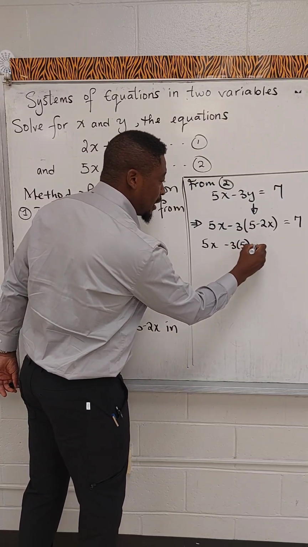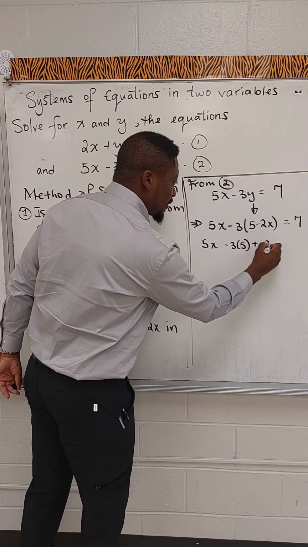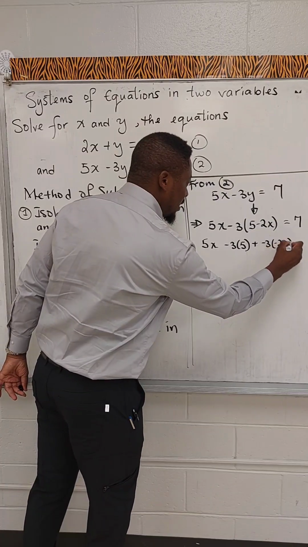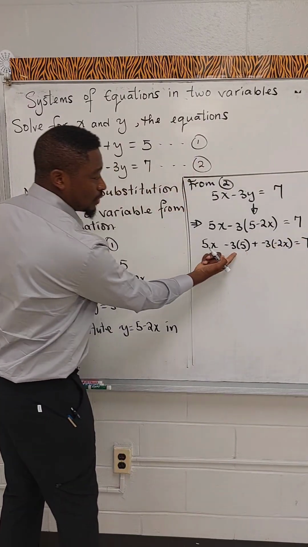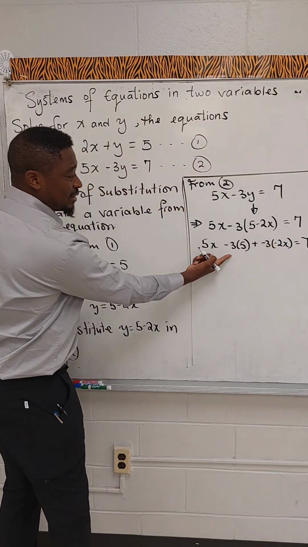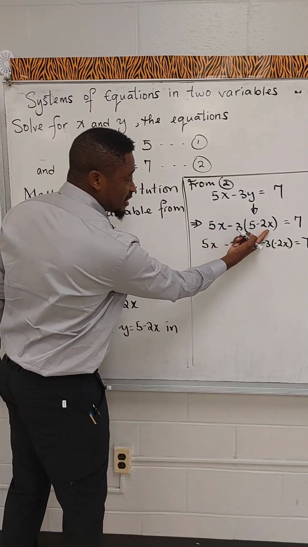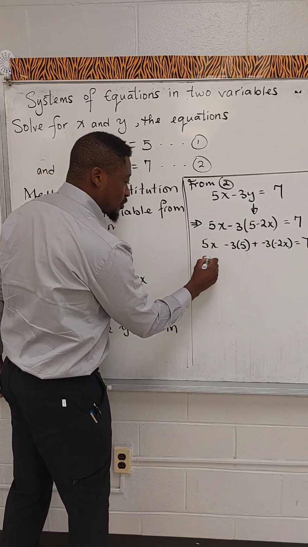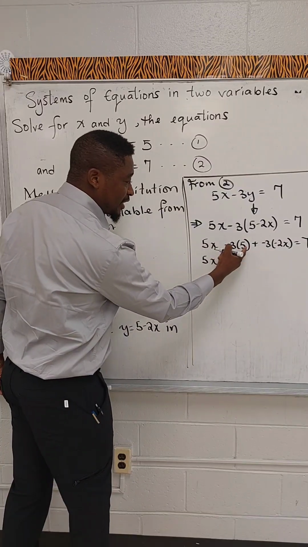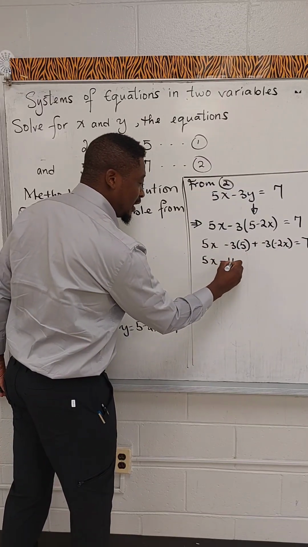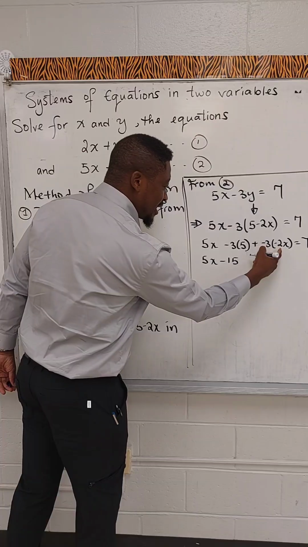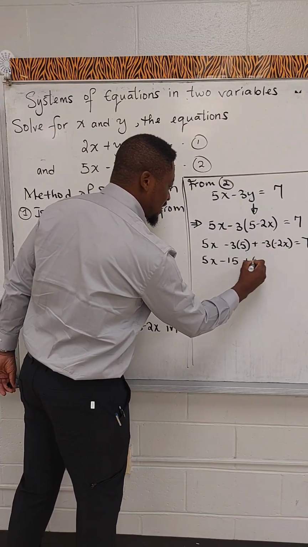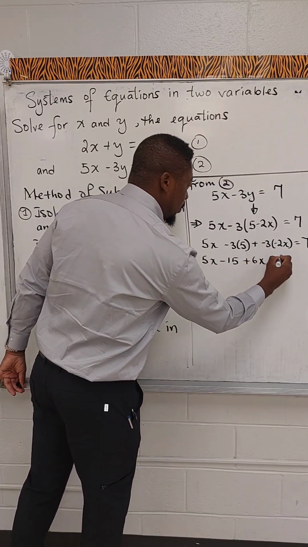Okay? And we also have negative 3 times negative 2x equals 7. This is called the distributive property. This property right here that has dissolved this first parenthesis is the distributive property. So let's go ahead and multiply. So the 5x sits here. Negative 3 times 5 is negative 15. Negative 3 times negative 2x is positive 6x. And then that equals 7.